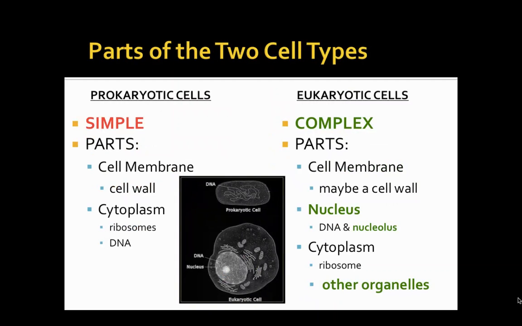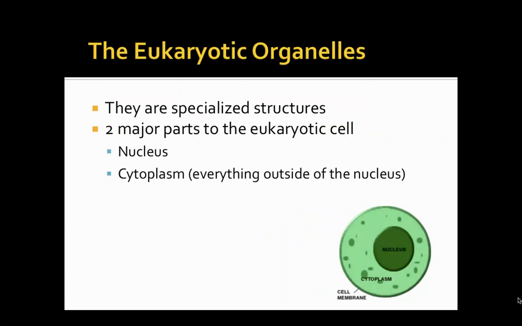Again, prokaryotes are simple. They have only a cell membrane, cell wall, cytoplasm with DNA and ribosomes, while eukaryotic cells are more complex, with a cell membrane, and some have a cell wall. They have a nucleus with the nucleolus and DNA, and the cytoplasm with ribosomes and a whole load of special organelles. So what is an organelle? Well, they are specialized structures with special jobs.